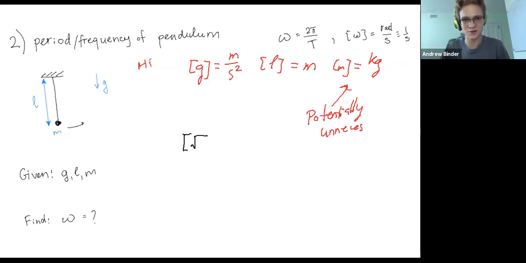My bad. Sorry. So we have the units of g. Since g is just gravitational acceleration, we know that's meters per second squared. Length is just meters, and the unit for mass is kilograms. Because we don't see kilograms anywhere else in any of the other quantities, and we don't see kilograms in what we need, this might be potentially unnecessary. We can keep it here for now, though.